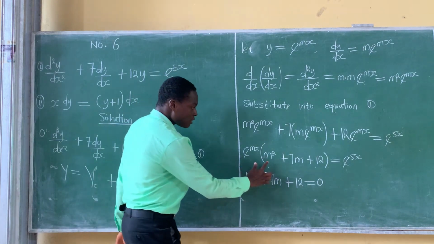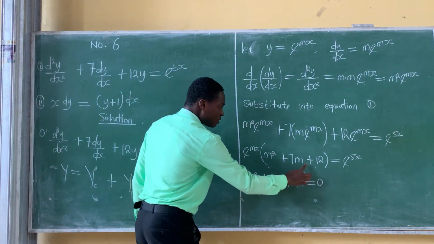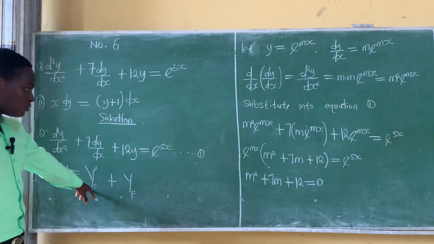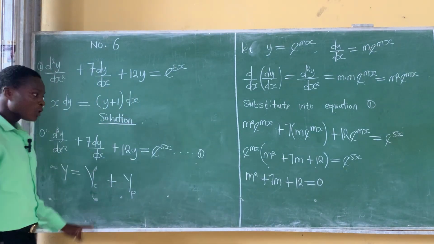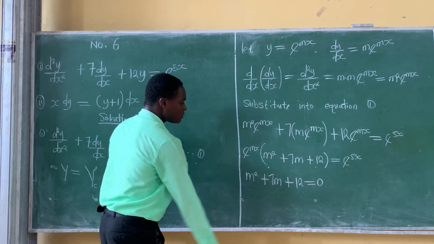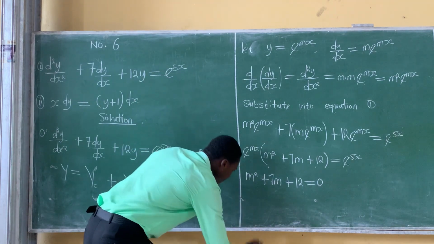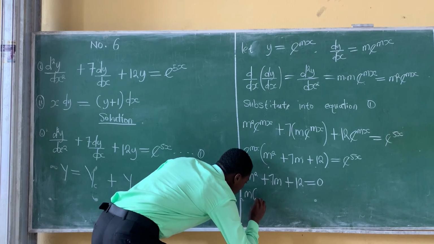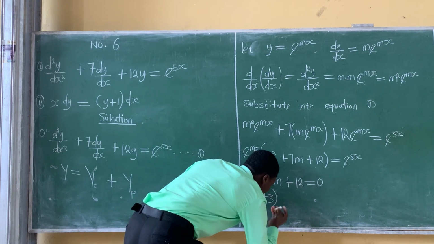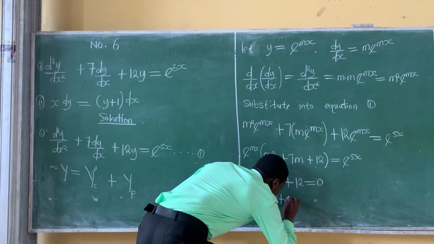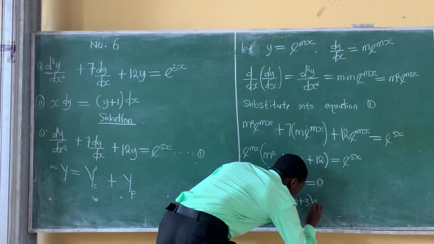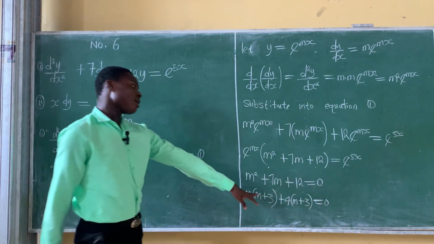So we only set the root m squared plus 7m plus 12 to be equal to 0, just to find the complementary solution y sub c. If we set this to be equal to 0, we can easily factorize this. So let's factorize this. We have m into m plus 3 plus 4 into m plus 3 being equal to 0. Remember how we factorize it?